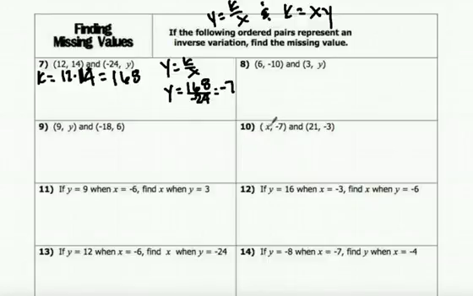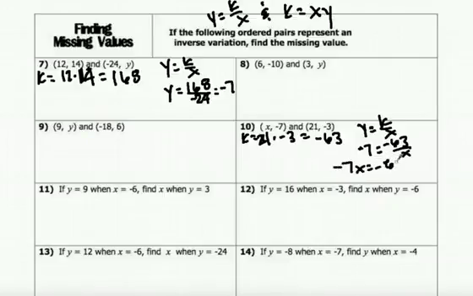For number 10, I've got x and negative 7 and 21 and negative 3. So again, I'm going to find k first. To find k, I'm going to say 21 times negative 3. Well, 21 times negative 3 would give me negative 63. And then if I wanted to find out what x is, in my first set of parentheses, I would use y equals k over x and plug in what I know. So I know that y is negative 7, I know that k is negative 63, and I don't know what x is. So that's going to give me negative 7x equals negative 63. Divide both sides by negative 7, and I get that x is equal to positive 9.